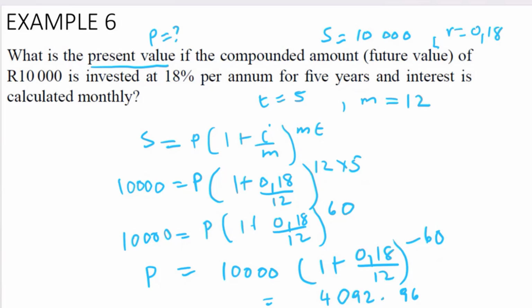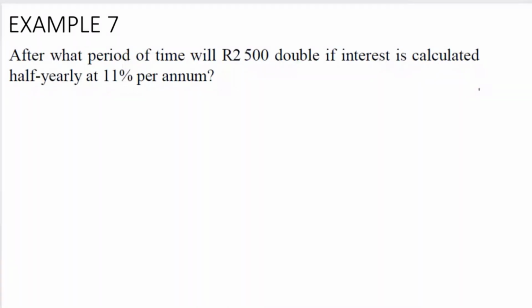I want to do a question whereby we are looking for the time. Why? Because it wants us to use our exponents. And I also want one whereby we are breaking down this thing in a timeline. So after what period of time are we looking for time here. Will 2.5 double? So your present value is equal to 2.5. It would have doubled. That means in the future, this is going to be equal to 5,000.